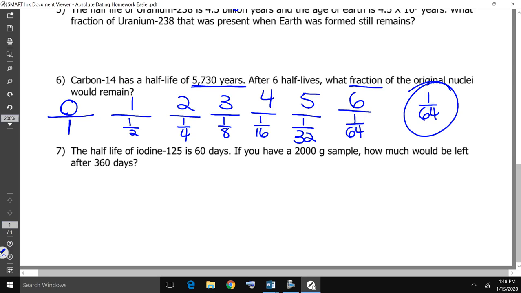And now let's try this last one, number 7. Again, pause the video now if you want to try it on your own before I show you how to do it. The half-life of iodine-125 is 60 days. If you have a 2,000 gram sample, how much would be left after 360 days? Let's try this. Okay, I'm going to set it up. At time 0, I have 2,000 grams.